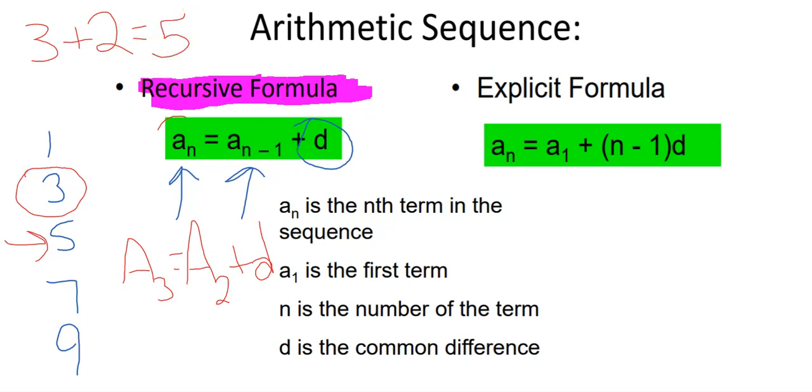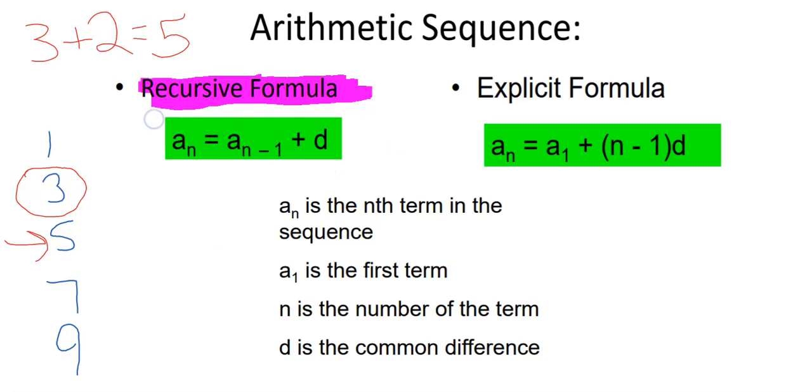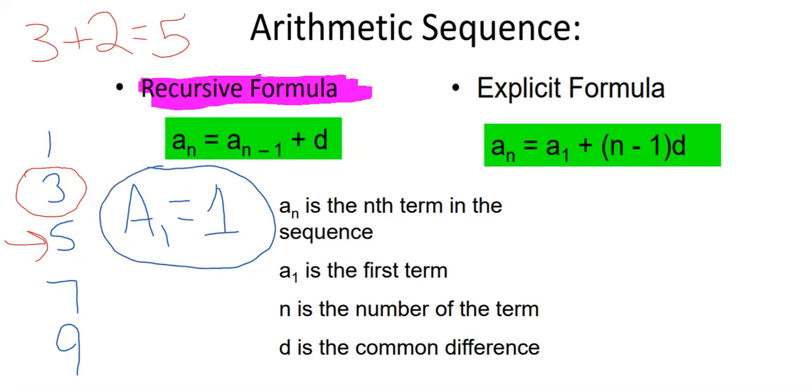This is very helpful if we know all of the terms, or even if we know the term before it. If we don't know the terms before it, this formula isn't quite as helpful. The other very important thing we always want to include with our recursive formulas is our initial term. We want to say what our initial term is equal to. That way, even if we have to go all the way back to the beginning of the sequence, we can eventually find out what a certain term is.